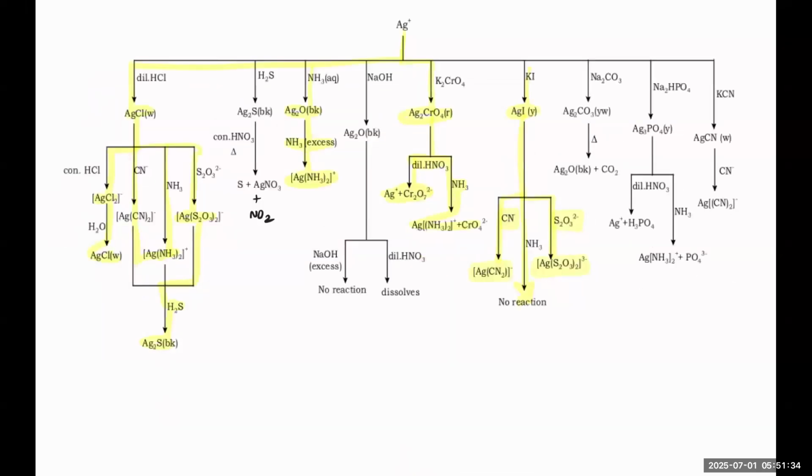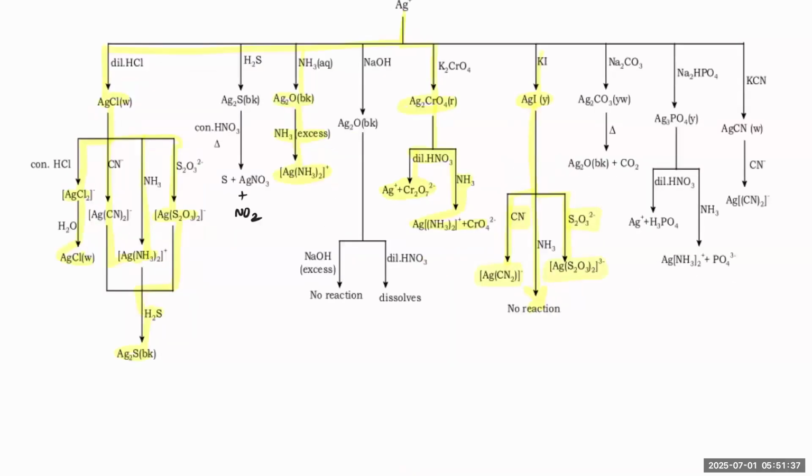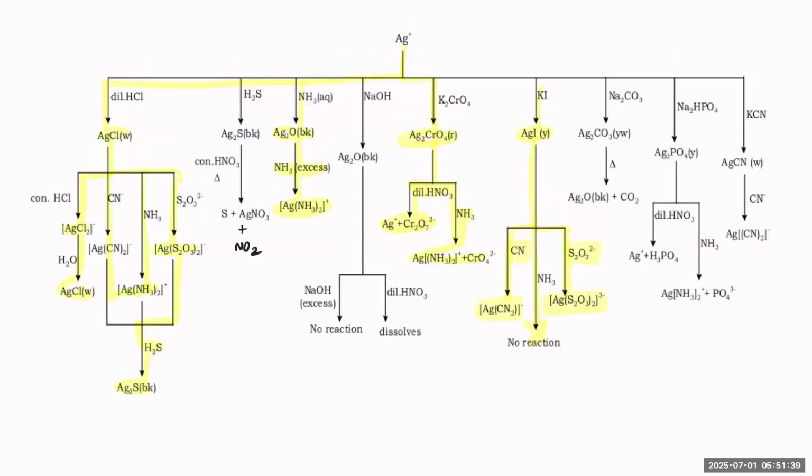Next is Ag plus. In case of Ag plus, when you add it to dilute HCl, first you'll get an AgCl precipitate. If you add that to concentrated HCl, it will become a soluble complex. And when you add it to water again, it gets back to its white PPT form. With cyanide also, it will become a complex here. With thiosulfate also, it will become a complex. With ammonia, it will become a complex. And when you add H2S, it will become a black color PPT of Ag2S.